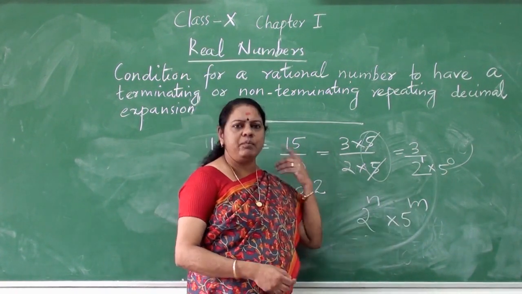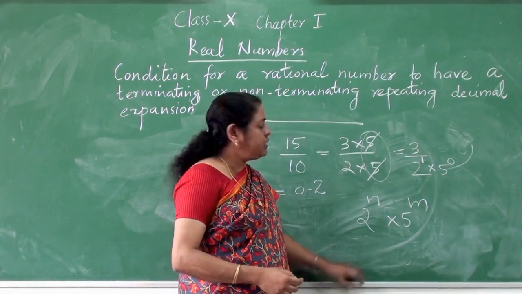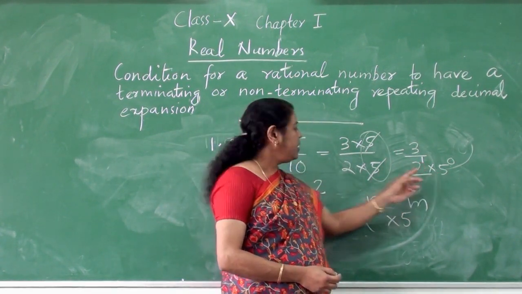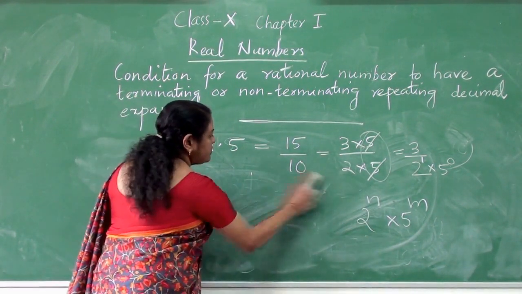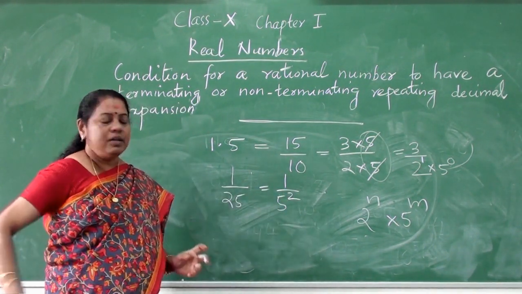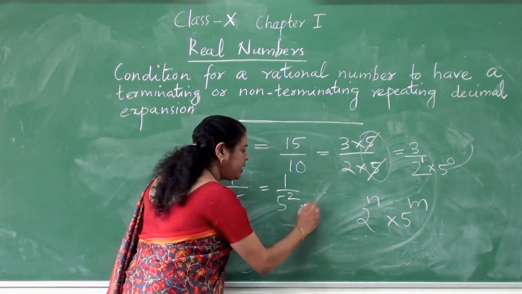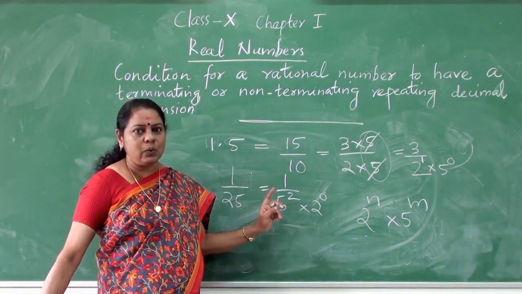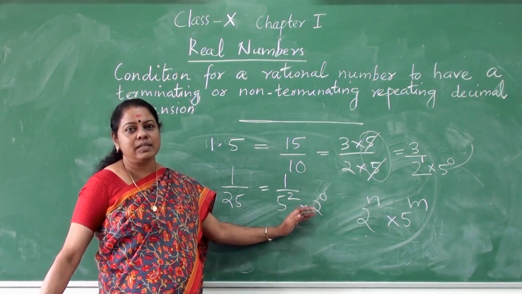What can be n and m? n can be 0. If it is 5 raised to 0, m and n can be 0. Or again, it can be 1, it can be 2. If the number is 1 by 25, we can write it as 1 by 5 square, so that the denominator has prime factor 5 only. If we want, we can write it as 5 raised to 2 into 2 raised to 0, so that the denominator has factors 5's and 2's only.